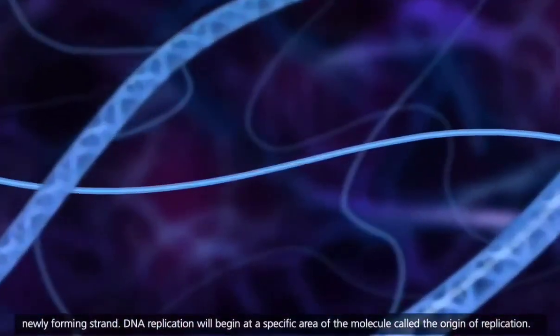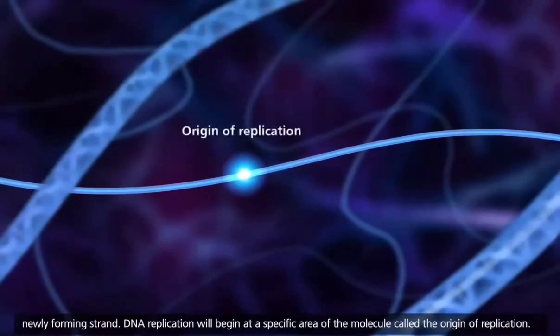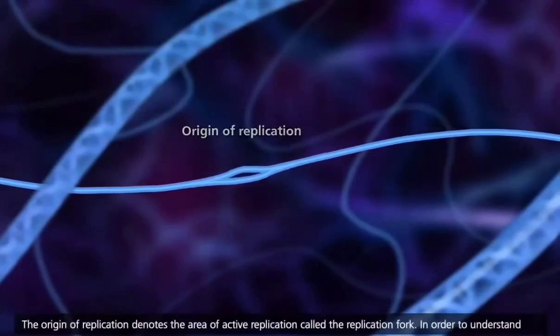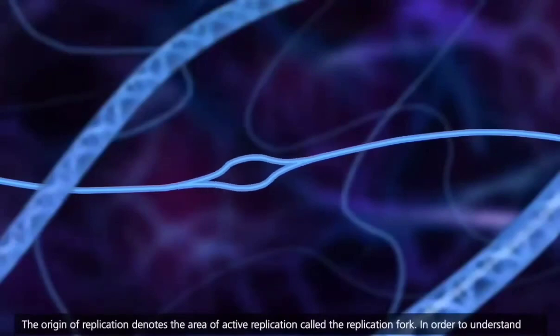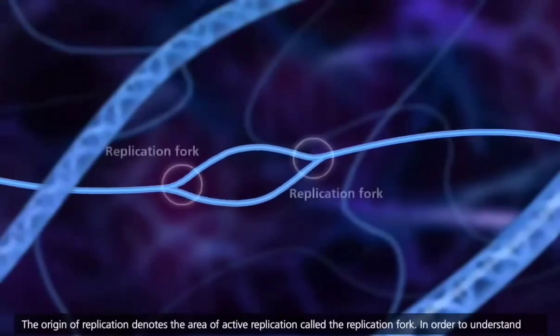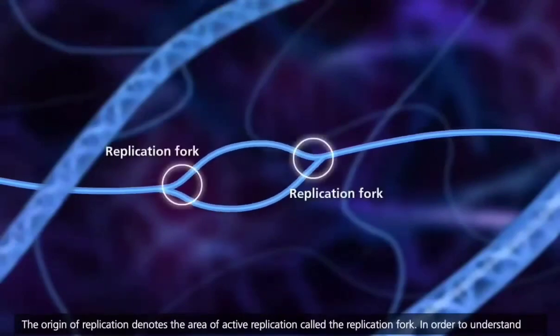DNA replication will begin at a specific area of the molecule called the origin of replication. The origin of replication denotes the area of active replication called the replication fork.